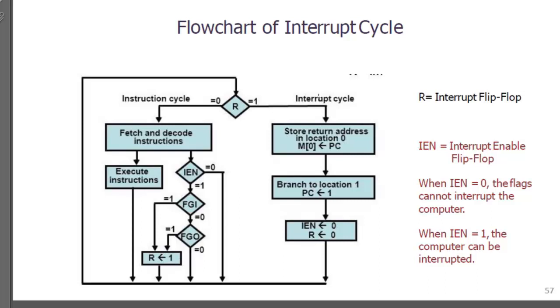So you can see here that this is an interrupt cycle. So here IEN is the interrupt enable flip-flop. When IEN is equal to 0, the flag cannot interrupt the computer. When IEN equals 1, the computer can be interrupted. IEN stands for interrupt enable signal.